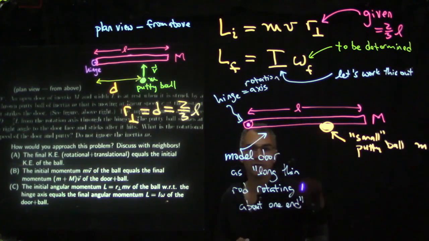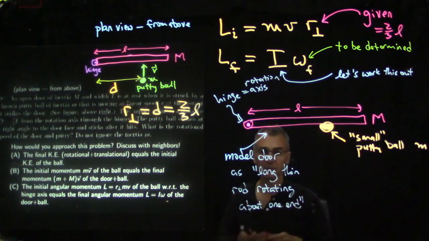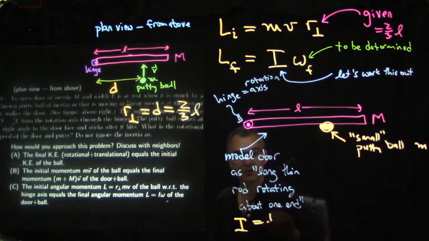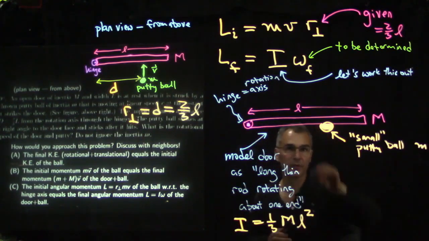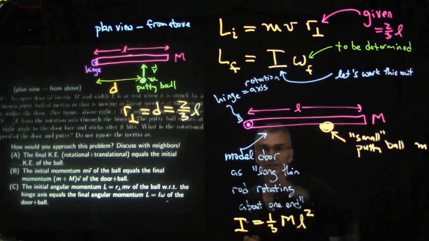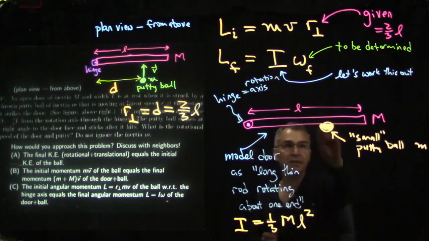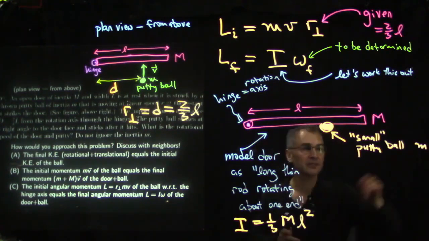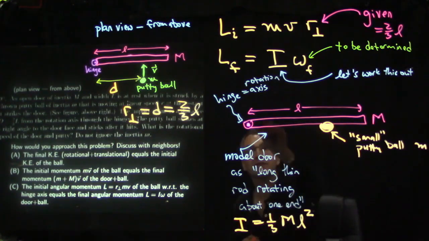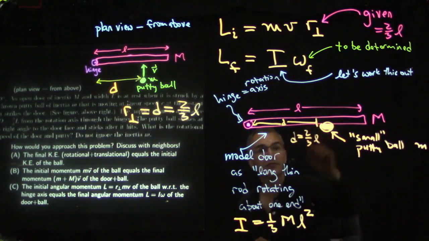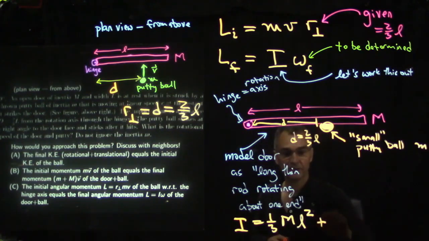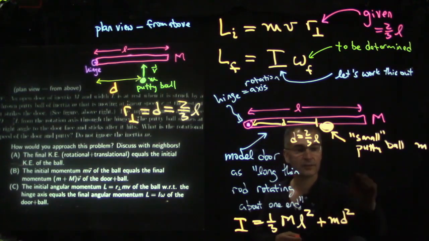So this is a value we've used several times before. A long, thin rod rotating about one end is 1/3 mL squared. So remember, it was 1/12 mL squared if it were about its center of mass. And then about one end, that was an example we worked out a couple times, it was 1/3 mL squared. But then we have to also account for the small putty ball. So this is a mass m, and it is a distance d, which we're given is 2/3 L. So this is plus m d squared, with d equals 2/3 L.